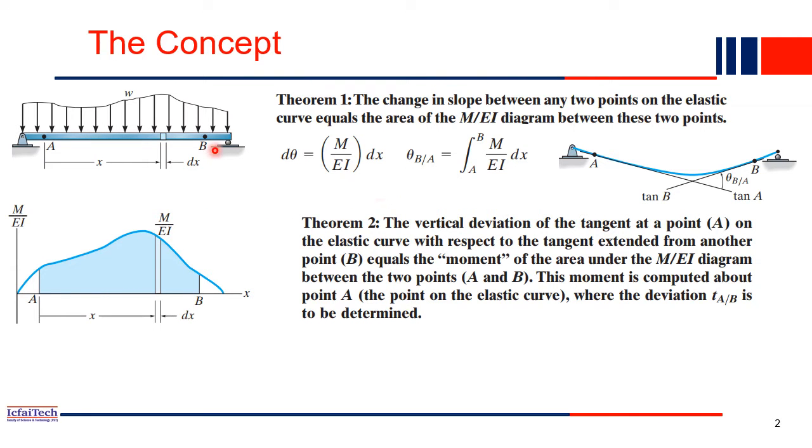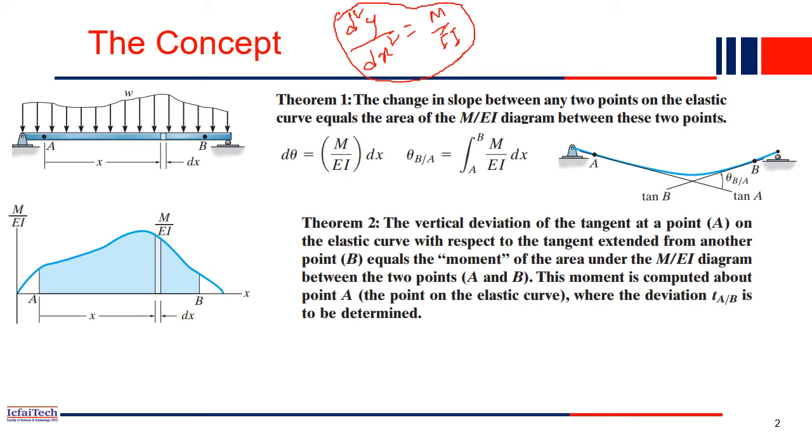So let's first discuss the concept. This is an arbitrary beam, a simply supported beam. One end is a hinge, the other end is a roller, and some arbitrary loading W is acting on it. For this small section we have derived the equation of a beam. The same equation we'll use here also: d square y by dx square is equal to M by EI. This is the beam equation we derived in the last classes.